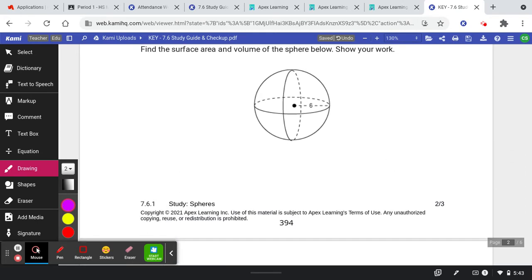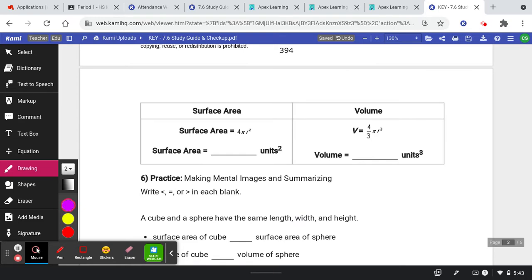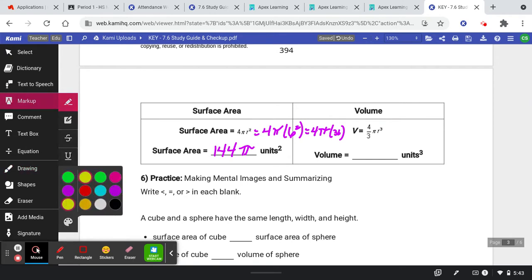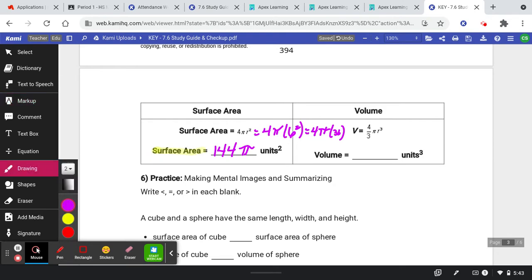So let's just do a volume and a surface area with a radius 6. So we would go 4 times pi times 6 squared. Let's take it a step back, which is 4 pi times 36, which is 144 pi units. So this would be my exact answer, and I could multiply by pi. Notice that surface area is units squared. It's two-dimensional.